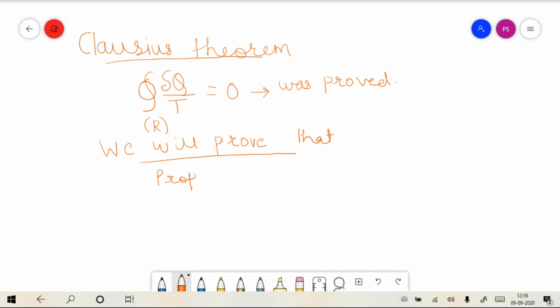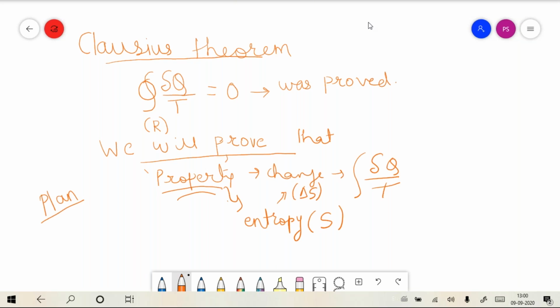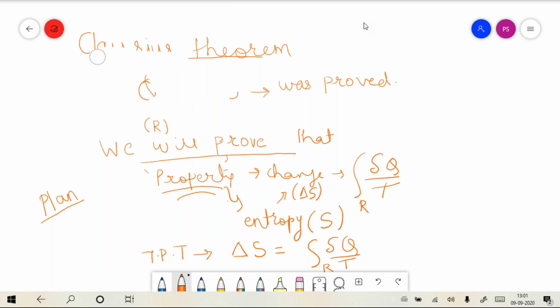So this is a plan, and this is a very simple proof. This is just based on what a property is, and on the understanding of that. The first question raised was, what do you understand by property, whether property is a path function or not. So if you had seen the videos carefully, let me rub this and go for the proof.